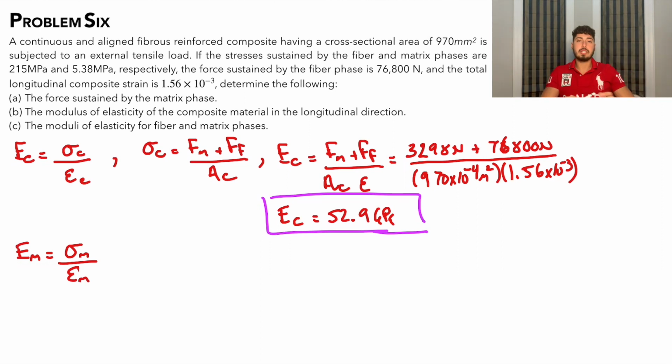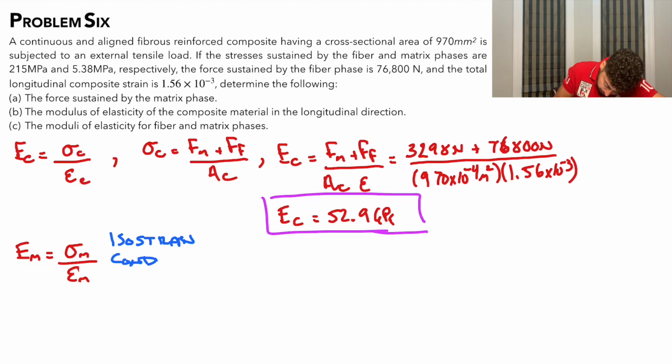Now you're wondering, where are we going to get the strain of the matrix phase from? Well, because we're dealing with a longitudinally loaded composite that's being stretched in the direction of the fibers, we have an isostrain condition. And what isostrain means is we have the same strain on the composite as we do on the matrix and as we do on the fibers. So because of this isostrain condition, we can say that the strain of the composite is equal to the strain of the matrix is equal to the strain of the fibers.